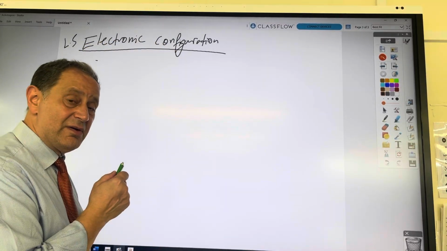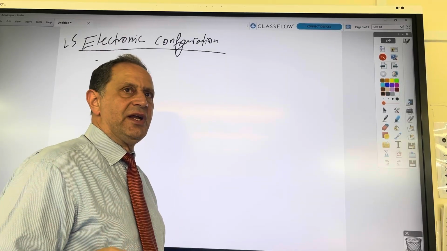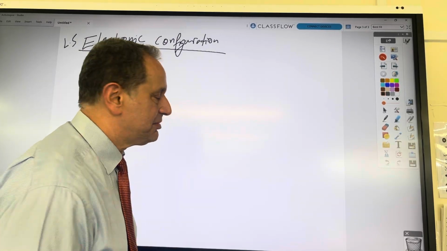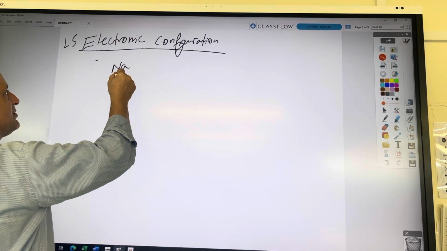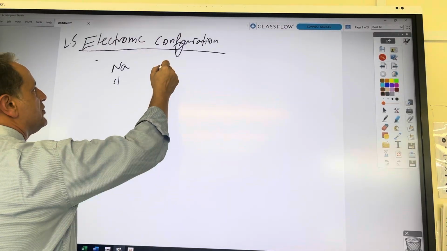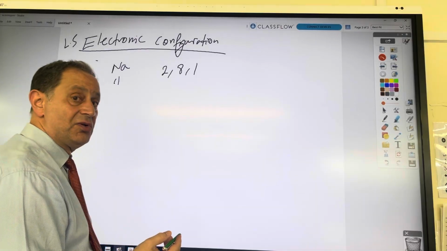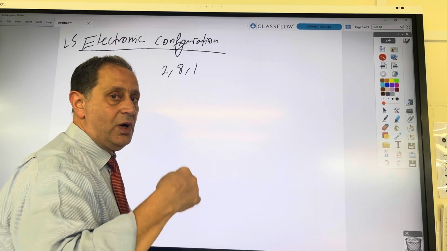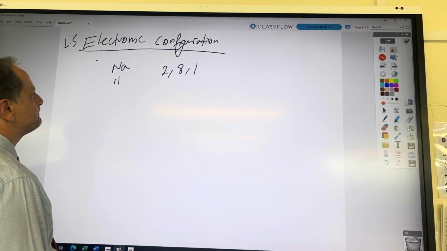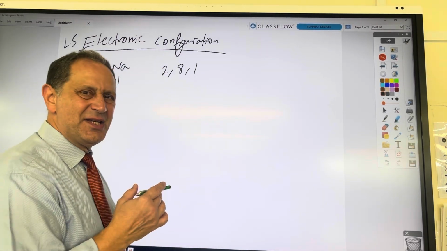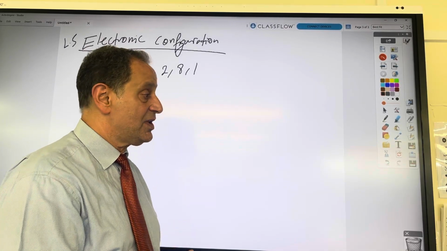So, electronic configuration. I bet you remember at GCSE level, they said, what's the electronic configuration of sodium? Something nice and simple we can all remember. So sodium has atomic number 11, right? So you would have written 2, 8, 1. 2 electrons in the first shell closest to the nucleus, 8 in the second, and 1 in the outer. Obviously it's a group 1 element, isn't it? So 1 in the outer. Okay. Well, this is okay, but it is not detailed. You see what I mean?